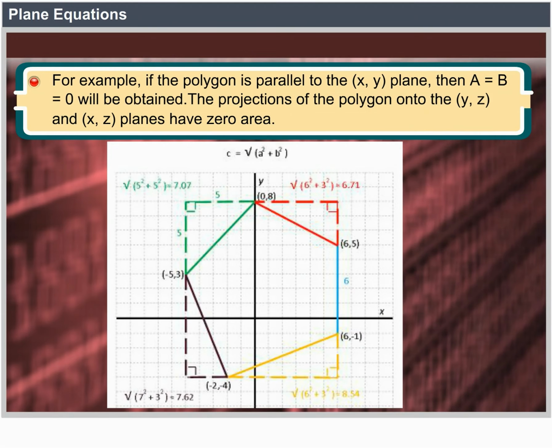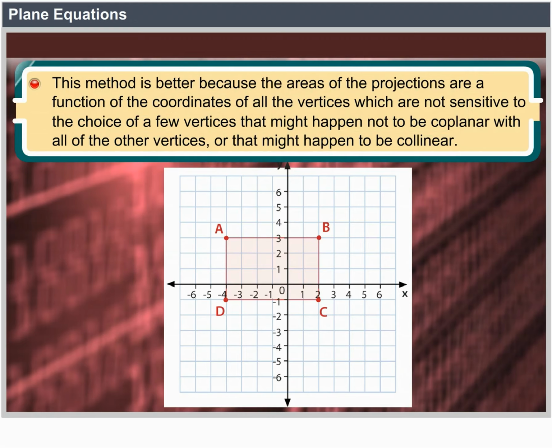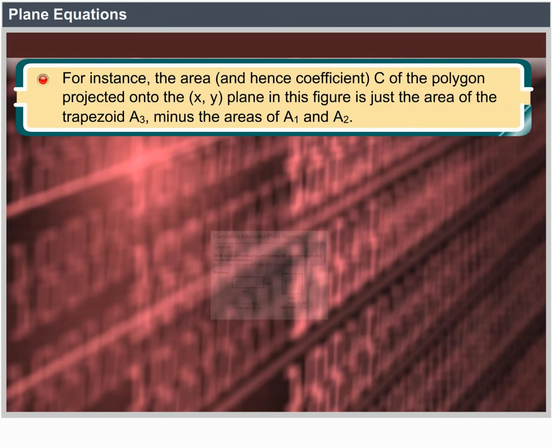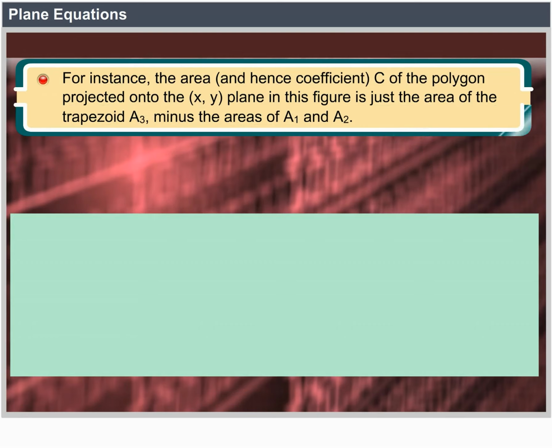This method is better because the areas of the projections are a function of the coordinates of all the vertices and so are not sensitive to the choice of a few vertices that might happen not to be coplanar with most or all of the other vertices, or that might happen to be collinear. For instance, the area and hence coefficient C of the polygon projected onto the XY plane in this figure is just the area of the trapezoid A3 minus the areas of A1 and A2.